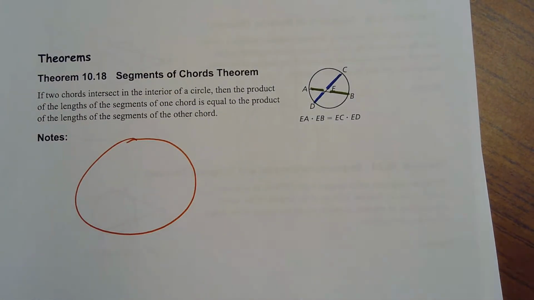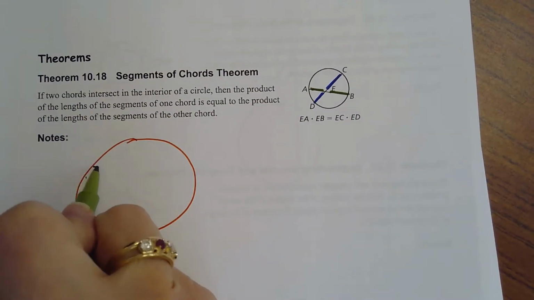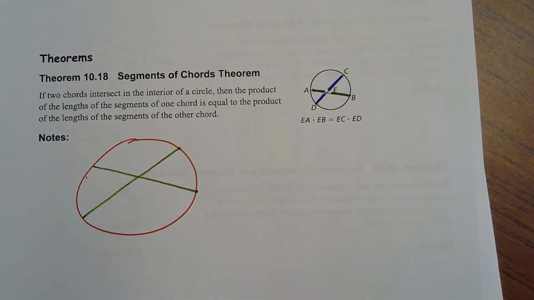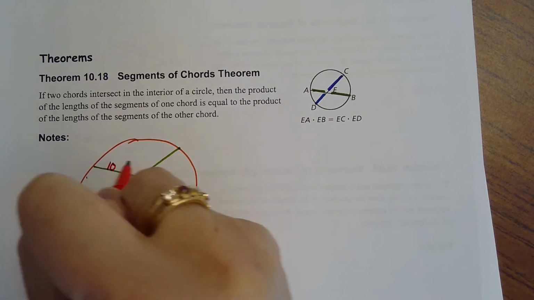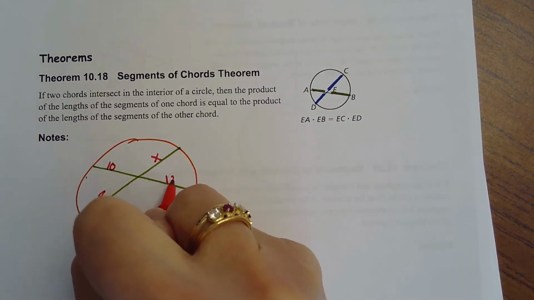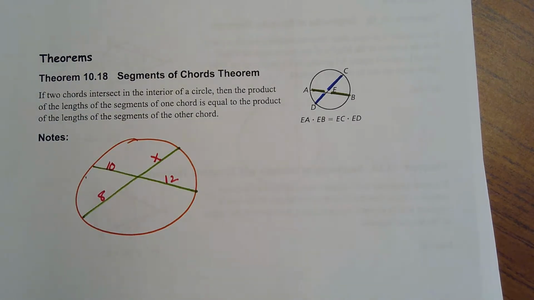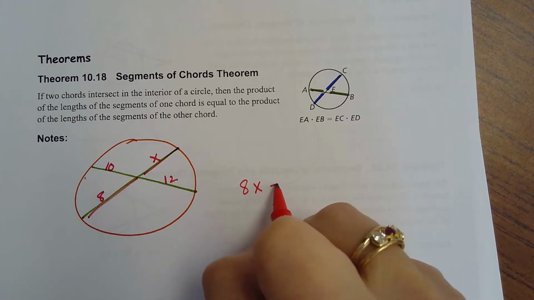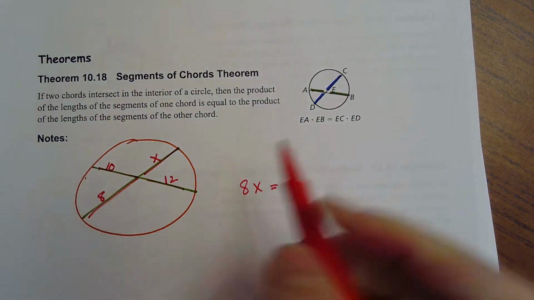So let's go to a circle. Let's have two lines that intersect inside of our circle. Again, we're talking about segments, not angles here, so we're going to label some of this stuff. Let's say I had this information. What I'm getting at is this times this. So 8 times x has to equal 10 times 12.